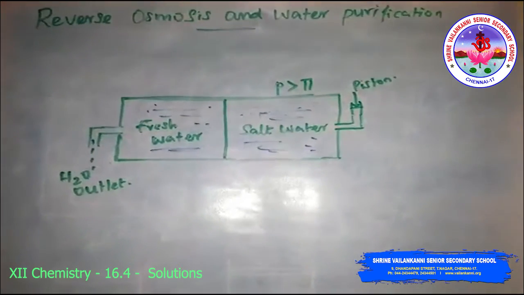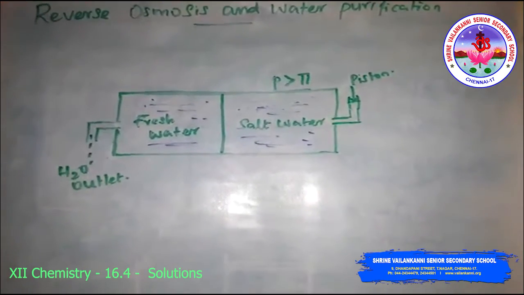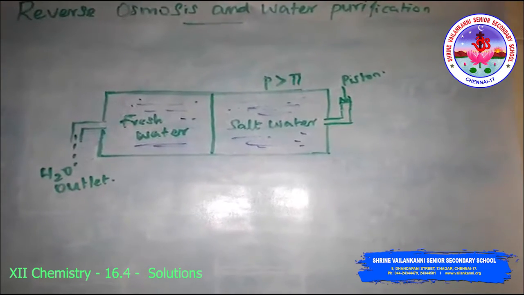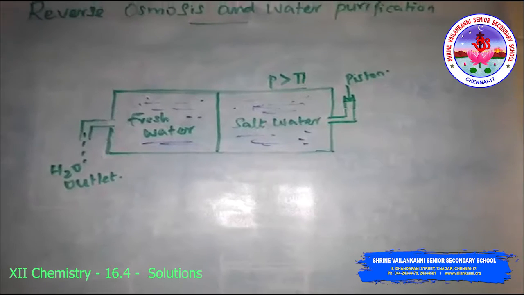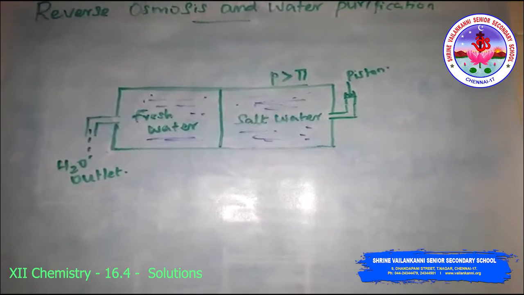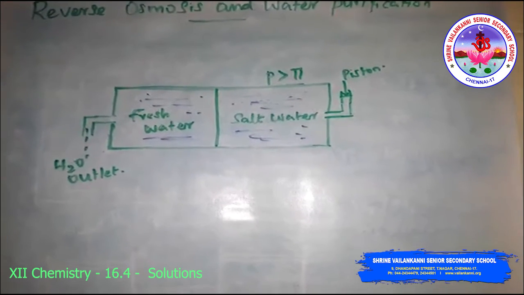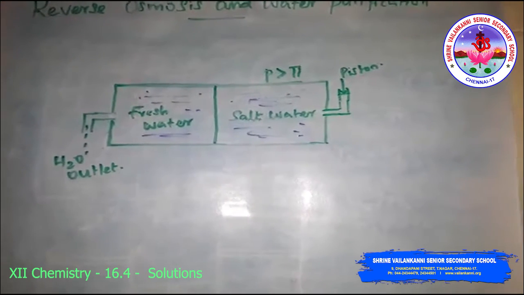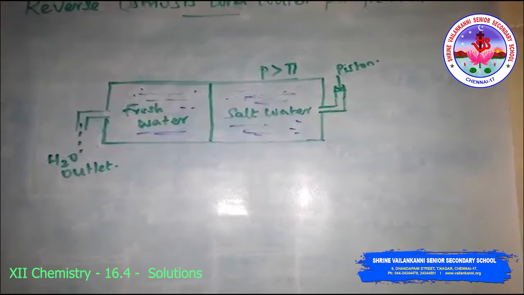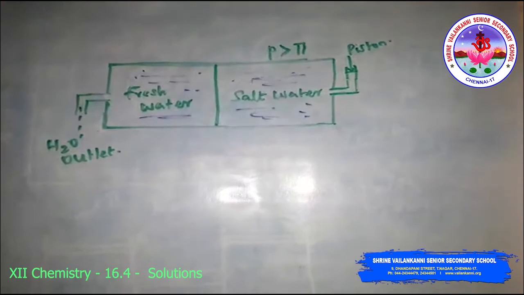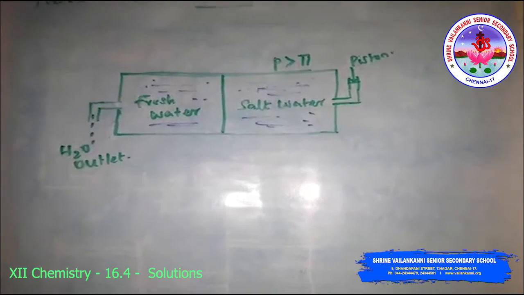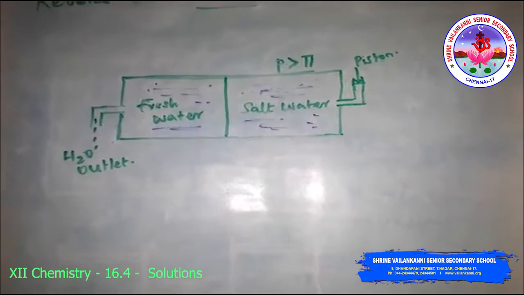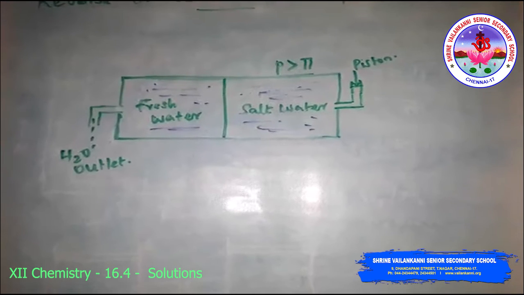Osmosis and water purification. The direction of osmosis can be reversed if a pressure larger than the osmotic pressure is applied to the solution side. Now the pure solvent flows out of the solution through the semi-permeable membrane. This is called reverse osmosis, and it has great practical utility. Reverse osmosis is used for desalination of seawater.